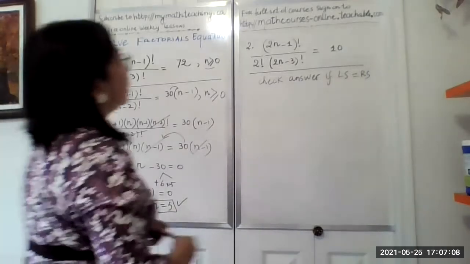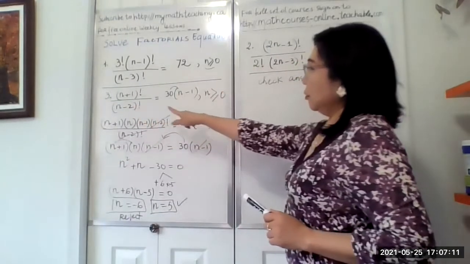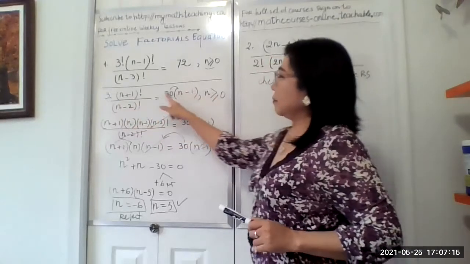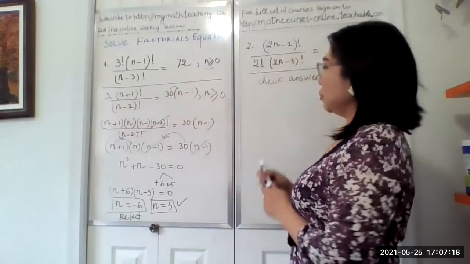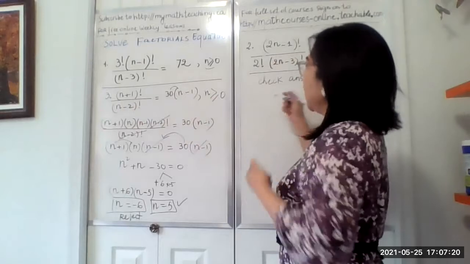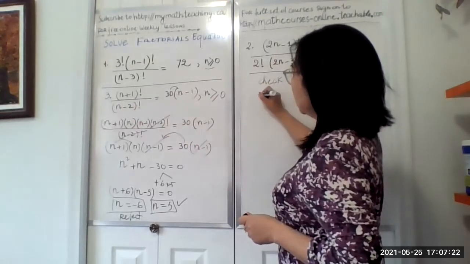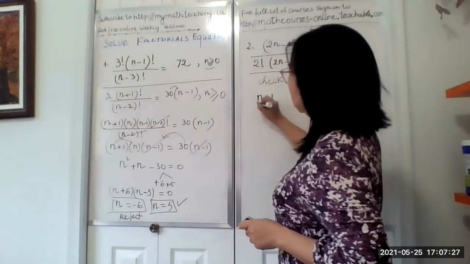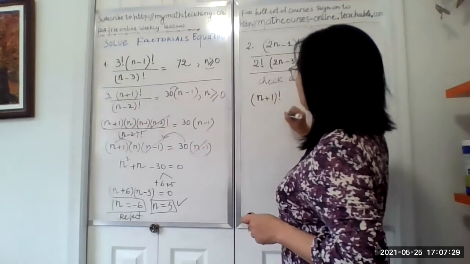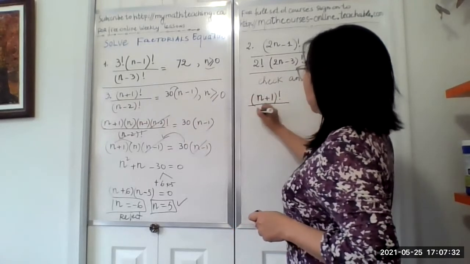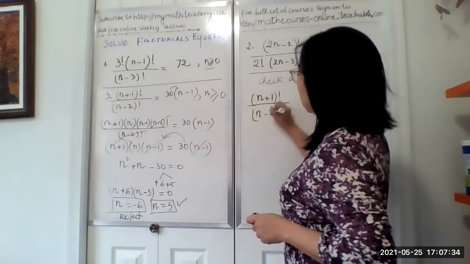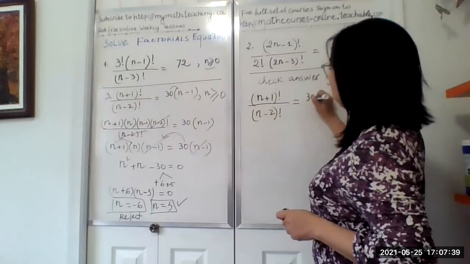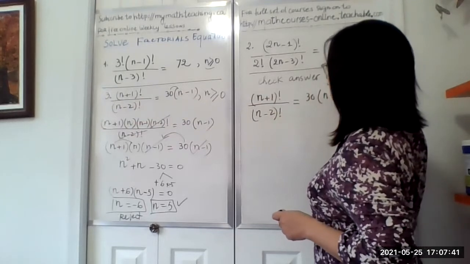Now when we check, we have to substitute our result back into the original equation. So let me copy down our original equation, which is (n plus 1)! divided by (n minus 2)!, and our right side is 30 times (n minus 1).